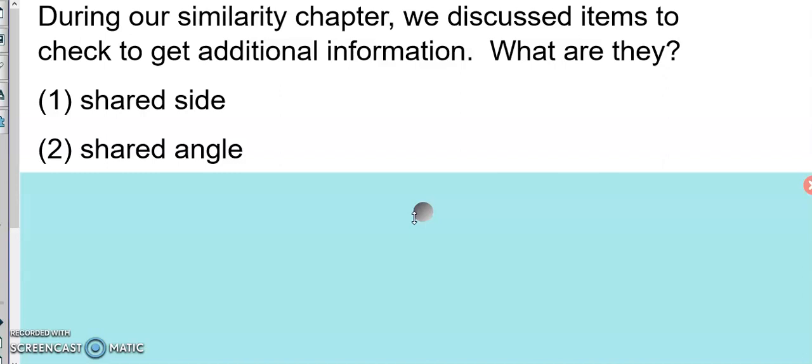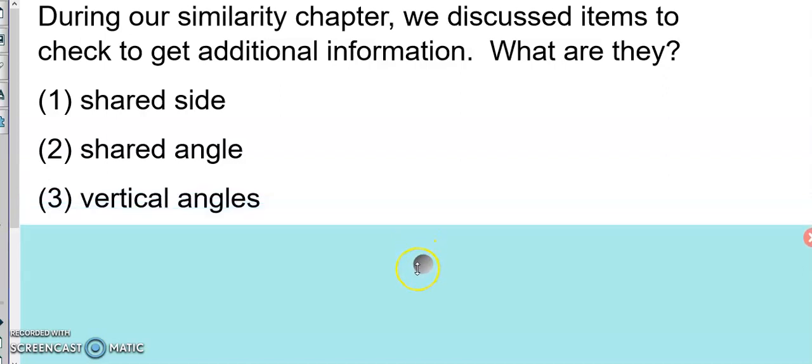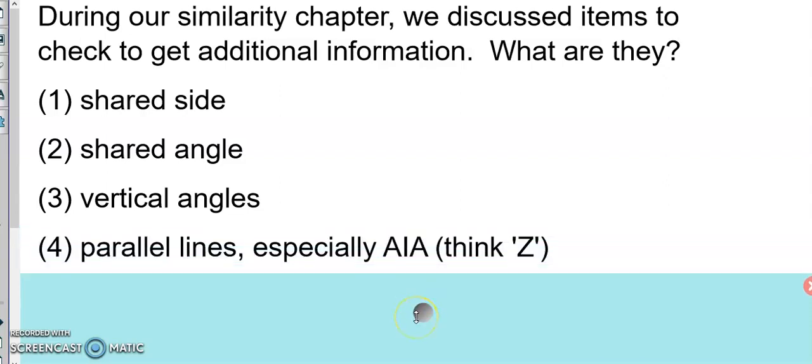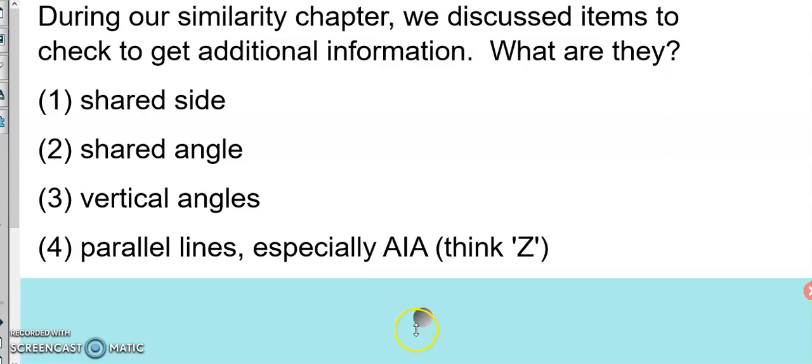Probably one that you'll see a lot more with congruency is vertical angles, because as we've talked about since September, vertical angles are always congruent to each other. The fourth thing we talked about was parallel lines, and the one that will show up a lot are alternate interior angles. So think of the letter Z. If you have two lines with a transversal, and if the angles created by that Z are congruent, then the two segments have to be parallel to each other because those angles are alternates.